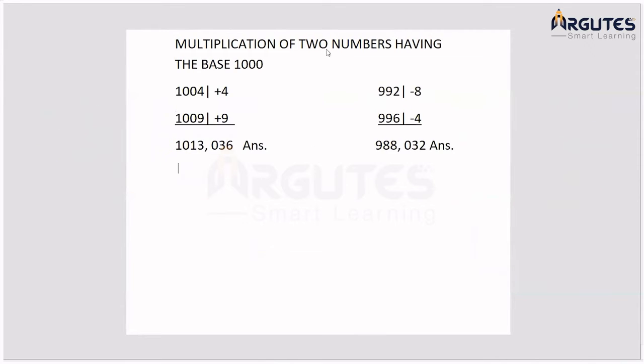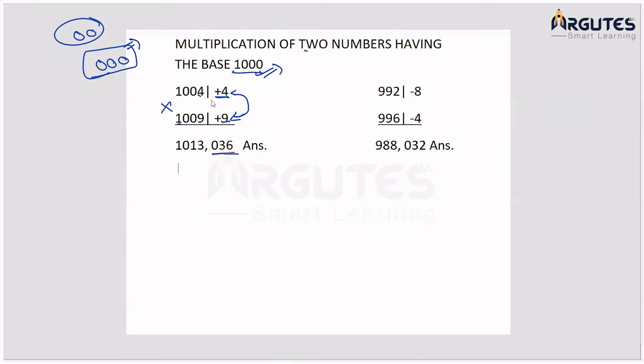Now multiplication of two numbers having the base 1000. In the case of 1000 also we do the same process. If we have to find the multiplication of 1004 into 1009, how do we do it? How much greater than 1000 is 1004? It's 4 more, and 1009 is 9 more. So we write plus 4 and plus 9. Now take the multiplication of 9 and 4, it will become 36. So we write 036 because we are doing it for the base 1000. For 1000 we write 000, for 100 we write 00. So it's 36, and we write here 036.